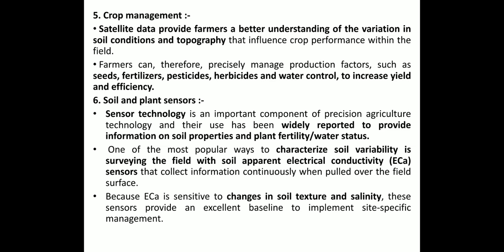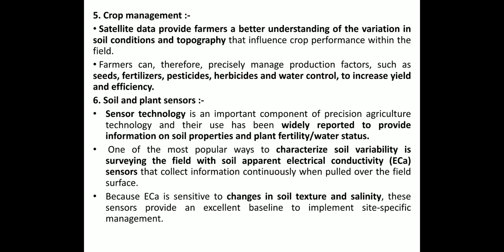The sixth one is soil and plant sensors. Sensor technology is an important component of variable rate application, and its use is widely reported to provide information on soil properties, plant fertility or crop fertility, as well as water status. One of the most important ways to characterize the variability of the soil, along with surveying of the field, is electrical conductivity sensors, which can also be used as soil and plant sensors, because EC is sensitive to changes in soil texture and salinity.